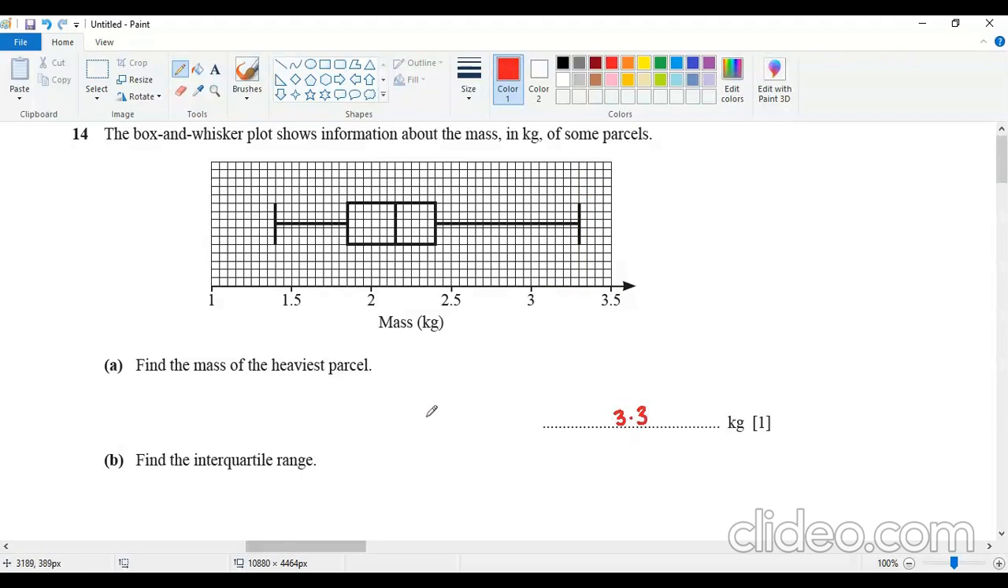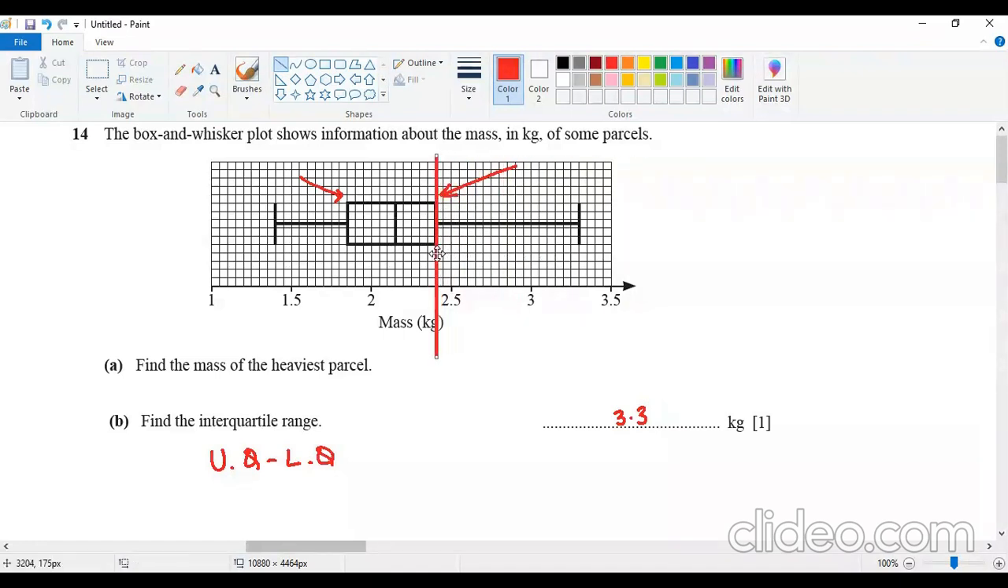Then they're asking you to find the interquartile range. Always remember, the interquartile range is the difference between the upper quartile and the lower quartile. So I will write down the formula for you: upper quartile minus lower quartile is going to give you the interquartile range. And remember that the upper quartile lies over here at this corner and the lower quartile lies over here. So we will see with the same tool where it lies.